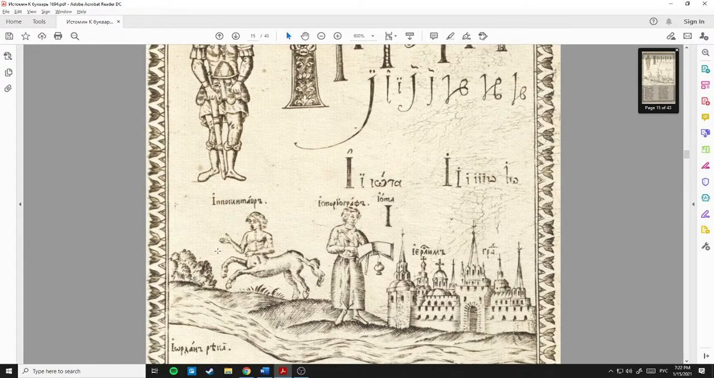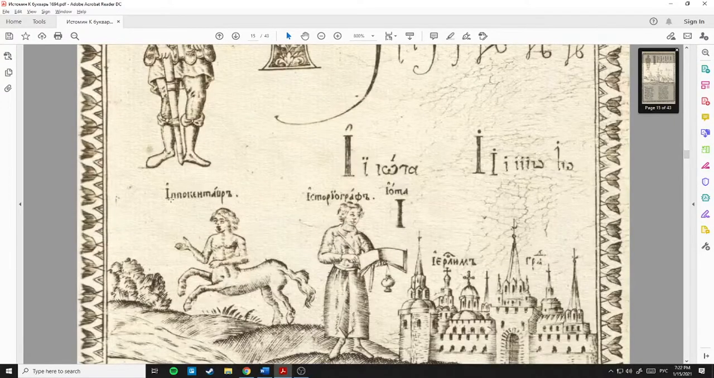Now that I told you this, take a look at this one. Ipokentavr, right? The I isn't followed by a vowel. So why is it being used? This is completely random. Sometimes the rules, they didn't care. They simply used whatever they wanted to use. Sometimes they looked at the Greek word. If the Greek word uses iota, they would use the I. But most of the time, they would simply pick whatever they wanted.